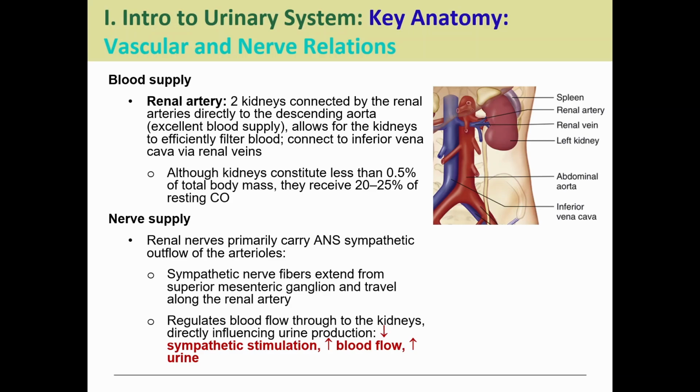And so it makes sense that they would receive so much blood, that they would have the blood setup that they do. With the nerve supply, the renal nerves basically are carrying autonomic nervous system sympathetic signals. So we have sympathetic nerve fibers that travel along the renal artery. Basically this will help regulate the blood flow through the kidneys, which will then influence urine production. So as sympathetic stimulation goes up, blood flow increases, which means we produce more urine because there's more blood flowing through, more filtrate being produced.